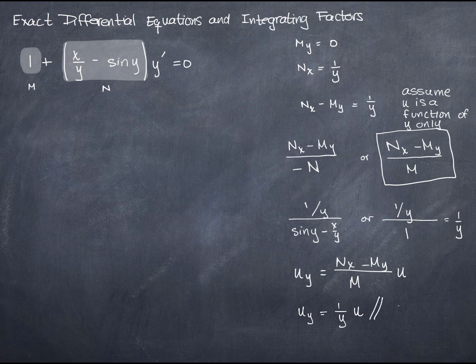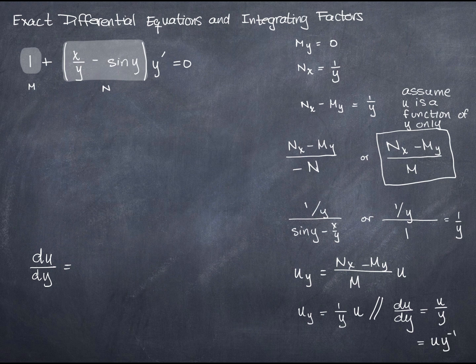I can write this as du/dy equals u over y, or if I want, as u times y to the negative 1 power. So now I know what du/dy is. I'm looking for u, remember.